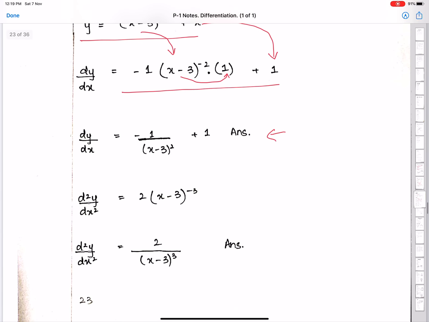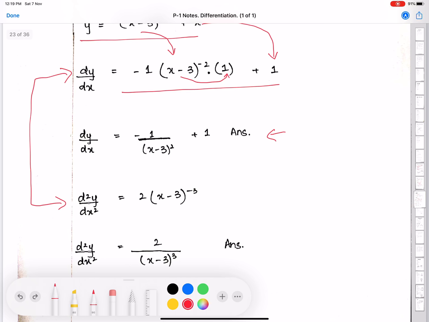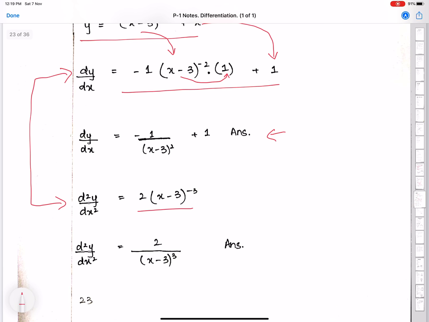In order to find the second derivative, we need to differentiate this form of the first derivative, this one. Don't differentiate this form, differentiate this one. Well, this is the second derivative, and this is the simplified form of the second derivative.